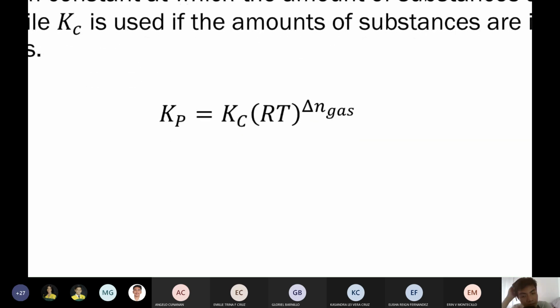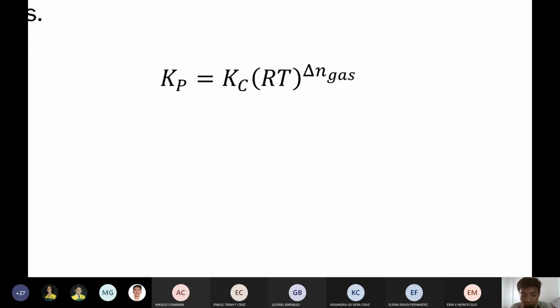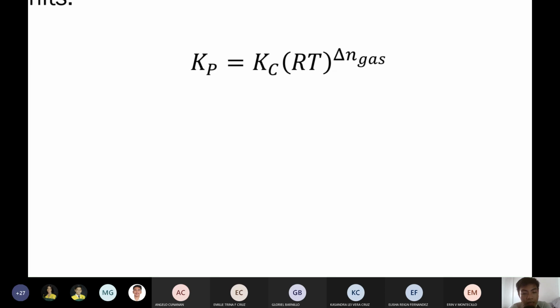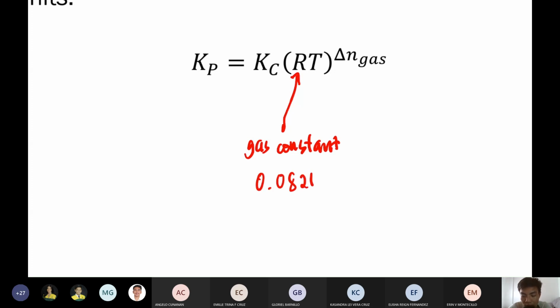So, describe natin ano yung mga terms na kailangan natin sa equation. So, obviously, you have your Kp, the equilibrium constant in terms of pressure. You have the Kc, the equilibrium constant in terms of concentration. The R, which is your gas constant. Anong gas constant yon? Yung 0.08206 liter atmosphere per mole Kelvin.